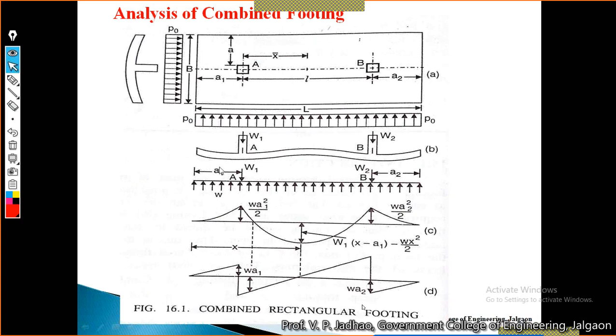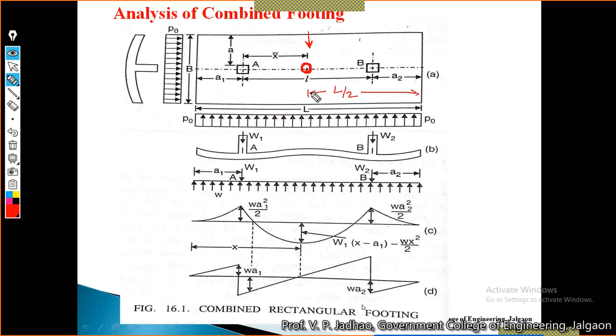Now, how will we be positioning this, that is, how will we be fixing the position of the CG of load? If this is the CG of load, then this will be the CG of your footing. In case of rectangular footing, the CG will be at L by 2. This CG will be at a distance L by 2, right?